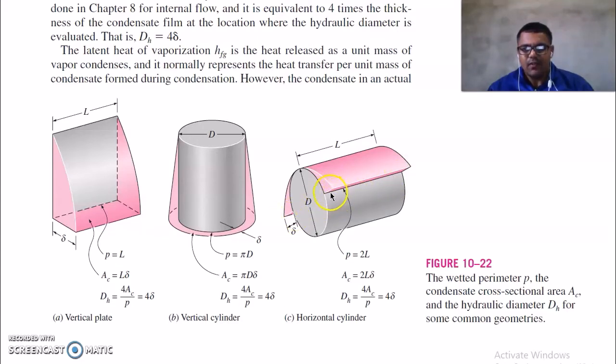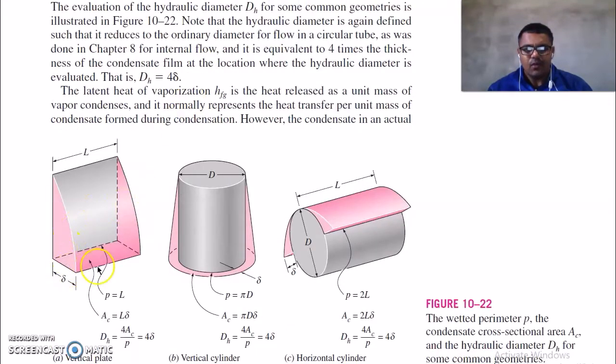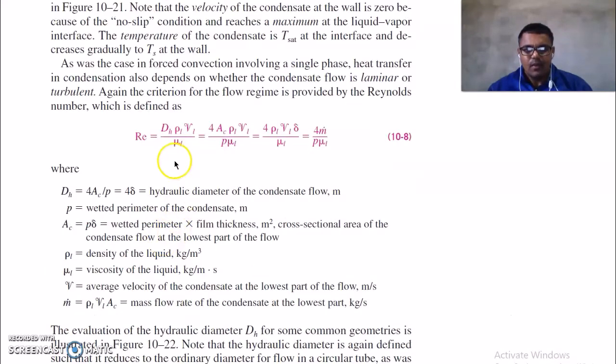So here the cross-section area will come 2 length into delta. Hydraulic diameter will come 4 Ac by perimeter, which is equal to 4 delta. Now the Reynolds number is equal to hydraulic diameter into density of liquid into velocity of liquid. Velocity of liquid is at this cross-section area divided by viscosity. Put the value of hydraulic diameter, which is equal to 4 Ac upon P. You will get this relation.